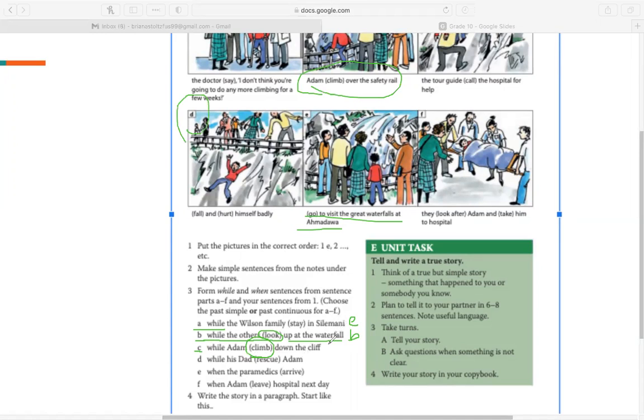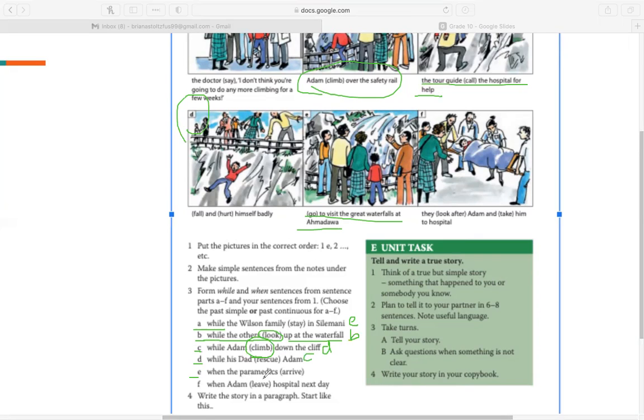D, he fell and hurt himself badly. D says, while his dad was rescuing Adam, what happened? The tour guide called the hospital for help.